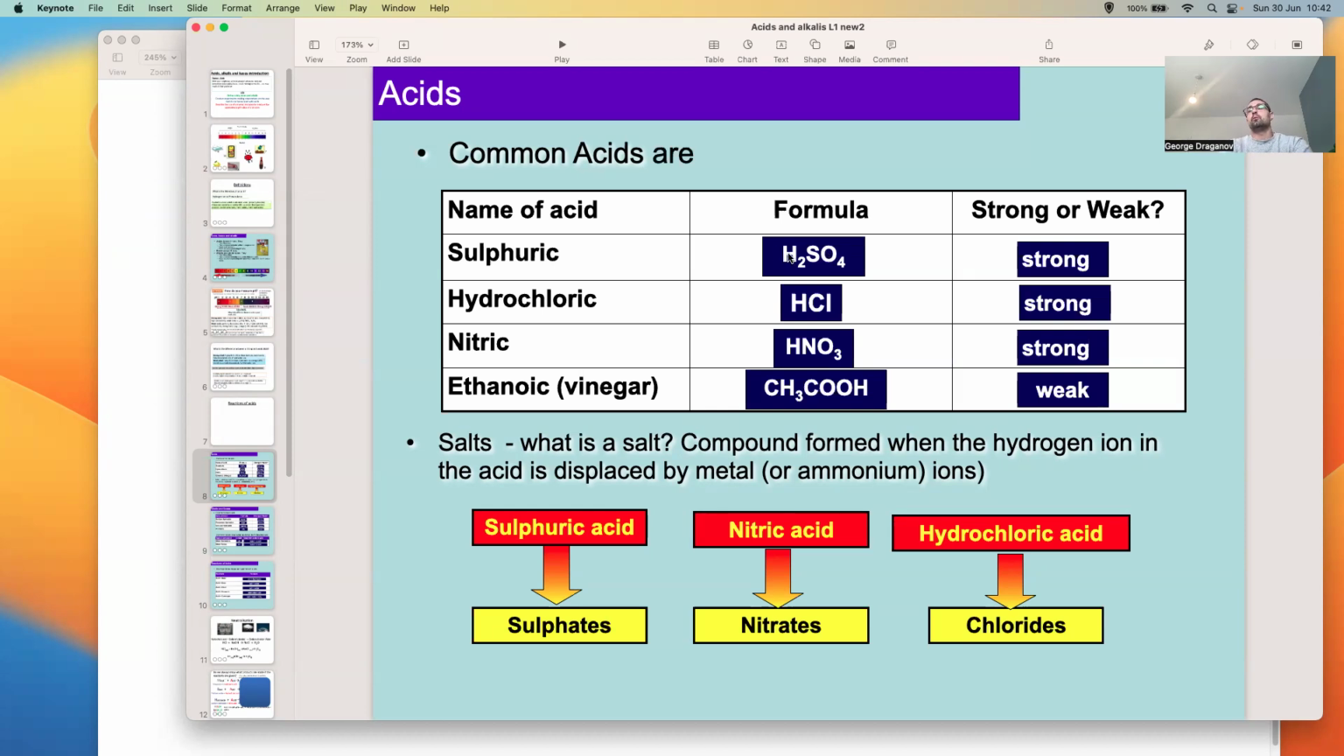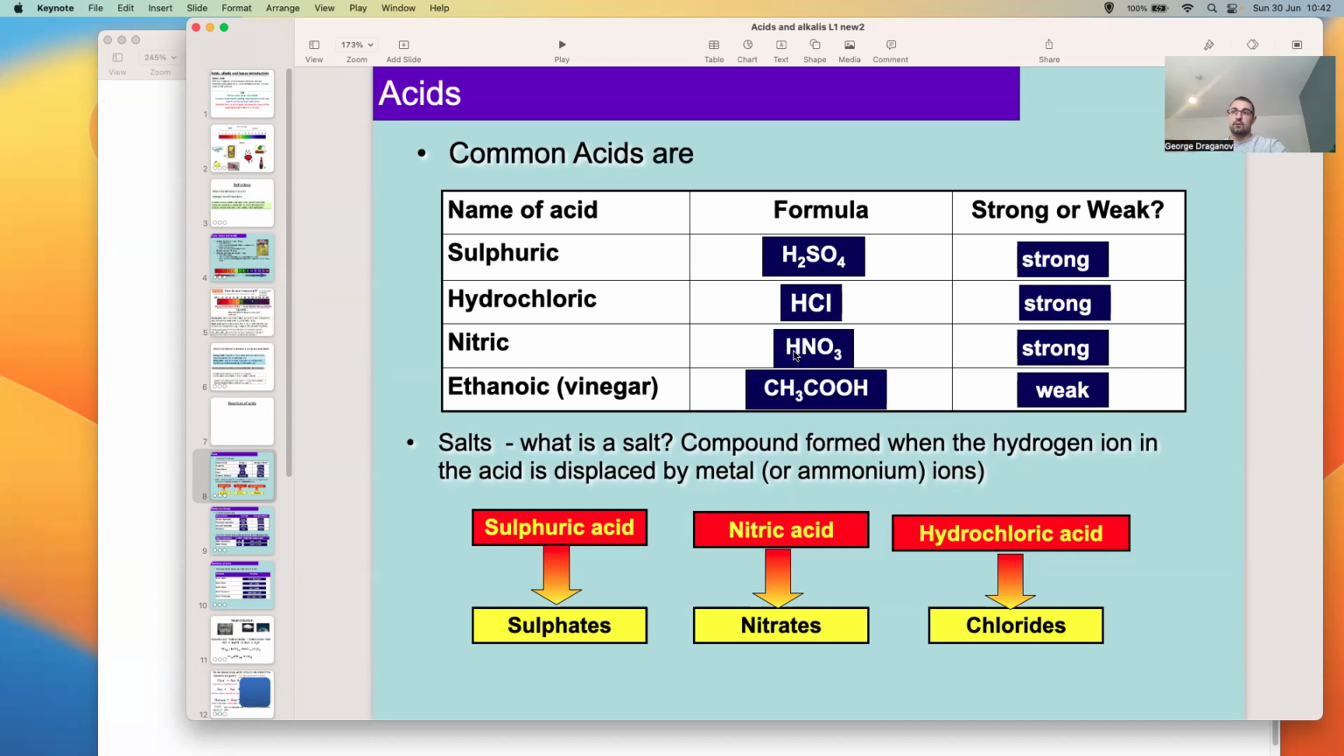H2SO4. If you replace this with a metal, you have a salt, e.g. magnesium sulfate. Replace this with a metal, e.g. iron chloride. Replace this with a metal, sodium nitrate. That's what a salt is. A salt is not going to end on oxide, carbonate, or hydroxide. Those are called bases, not salts.